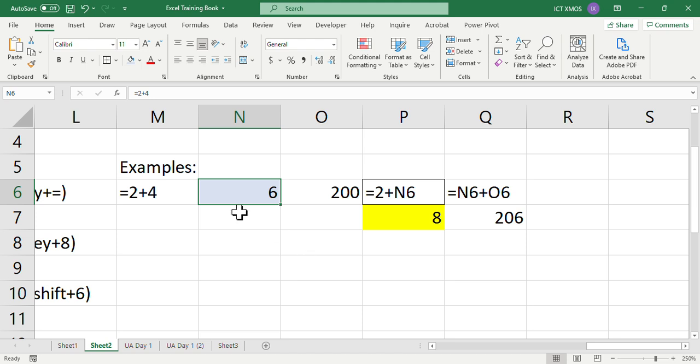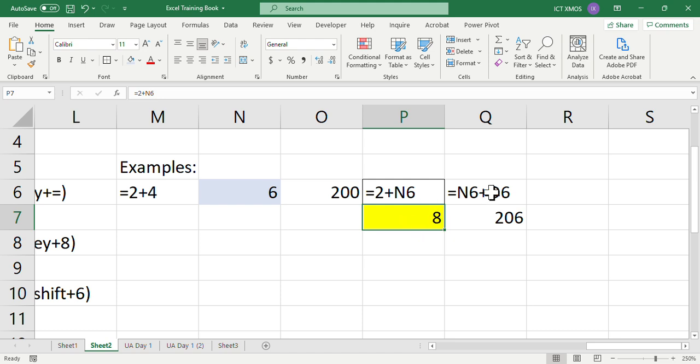Okay. So you can see this first one, we entered the numbers directly. 2 plus 4 gives us 6. But this other one is made up of a number and a cell reference: 2 plus N6, which gives us 8.